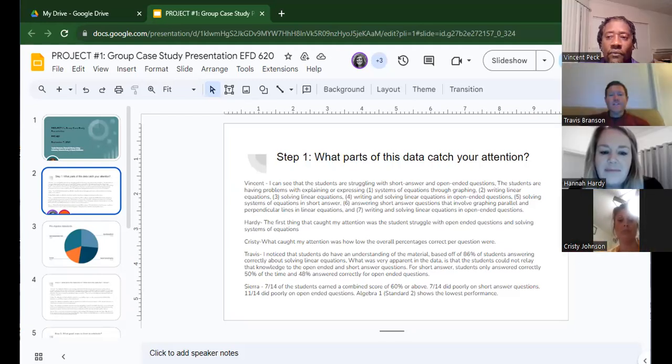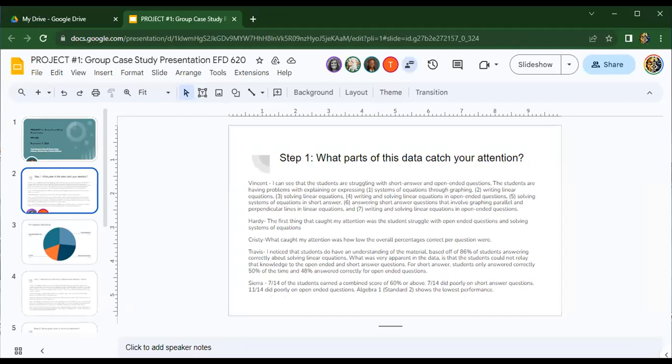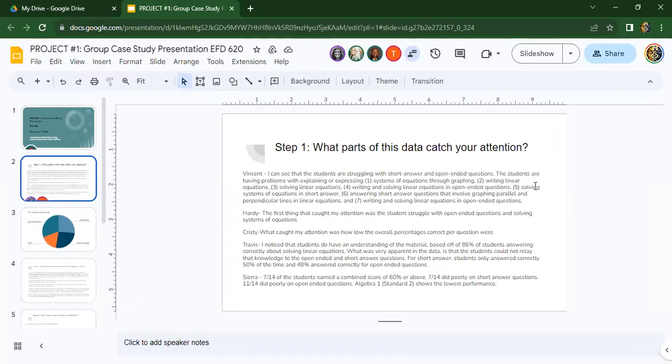And I noticed that students did have an understanding of the material based off of the 86% of the students who answered correctly on solving linear equations. What was very apparent, though, is that the students could not relay that knowledge to the open-ended and short answer questions. For the short answer, students only answered correctly 50% of the time and only 48% of the time for open-ended questions. So there was a pretty big margin there between the multiple choice and then the open-ended and the short answer.